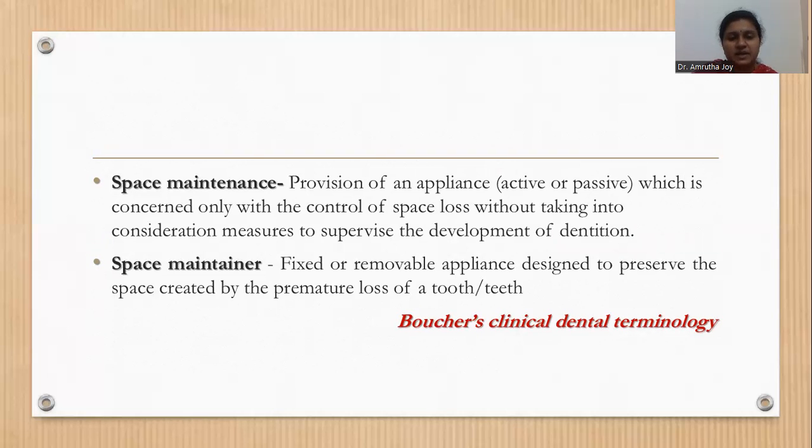So, what is space maintenance? Space maintenance is provision of an appliance, which can be active or passive, concerned only with the control of space loss without taking into consideration measures to supervise the development of dentition. A space maintainer is a fixed or removable appliance designed to preserve the space created by the premature loss of teeth.